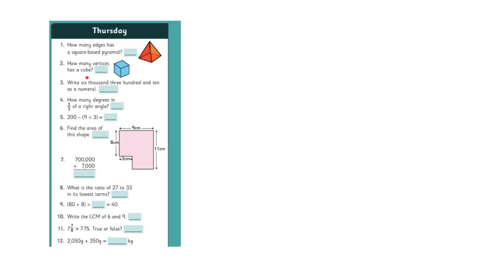How many vertices has a cube? So vertices are here. We know that they are the corners, where the lines meet here. They're the corners. So the vertices, how many vertices in the cube? Write 6,310 as a numeral for question 3.